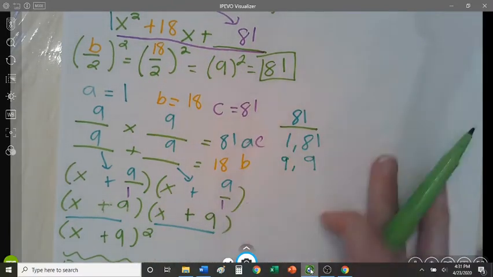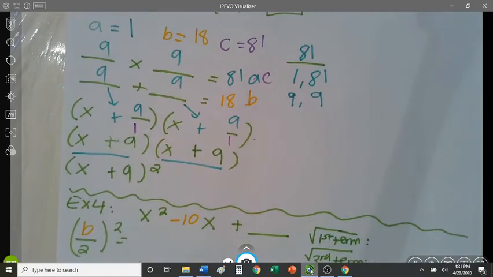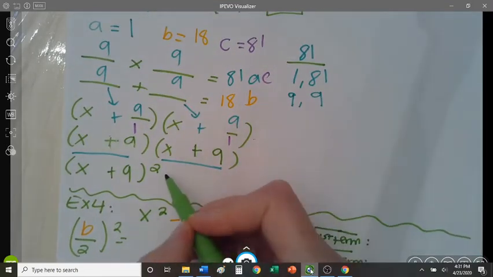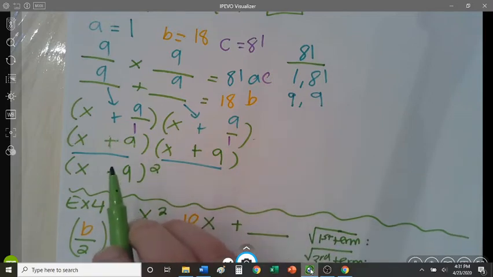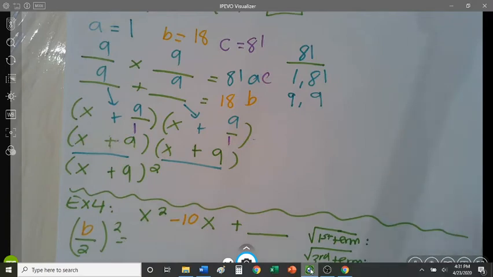Okay, so this b over 2 squared forced this to turn into x plus 9 squared, which if you guys see, if this were to equal something, then I would solve using the square root property because I would have to square root both sides. So it's kind of setting you up to solve like we did in example 1 and 2. So you're kind of starting to see, hopefully, how these things are tying together.